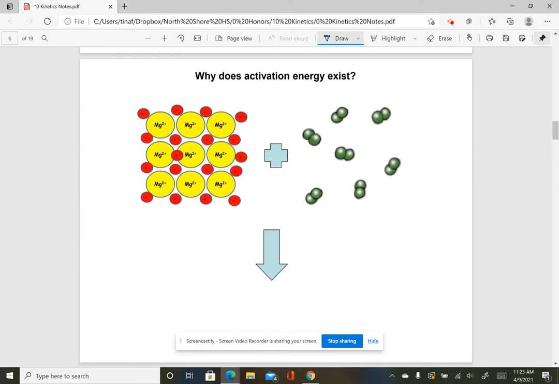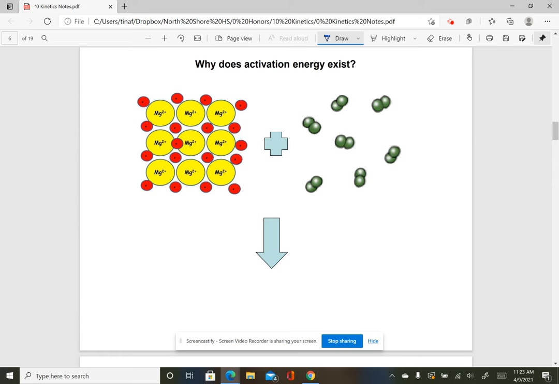Why does activation energy exist? So let's just look at the Mg and the oxygen example. In a strip of magnesium, I have metallic bonds. These atoms are all held together by bonds. The positive ions and the negative electrons are attracted to each other. And in our oxygen molecules that are in the air, I have these nonpolar covalent bonds. And before Mg and O are able to combine with each other, the Mgs have to break apart from themselves and the Os have to break apart from themselves.